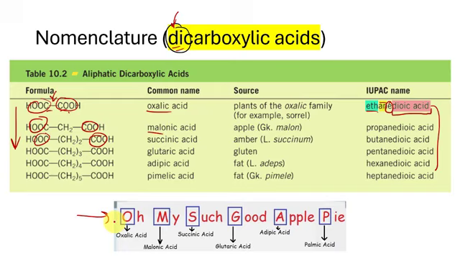Because of the ubiquity of dicarboxylic acids, there is a popular mnemonic just for us to remember the common names of these compounds. So the mnemonic goes, oh my, such good apple pie. The first letter of this phrase also represents the first letter of the common name. O for oxalic, M for malonic, S for succinic, G for glutaric, A for adipic, then P for pimelic or palmic acid.